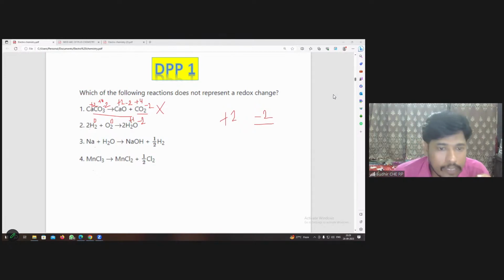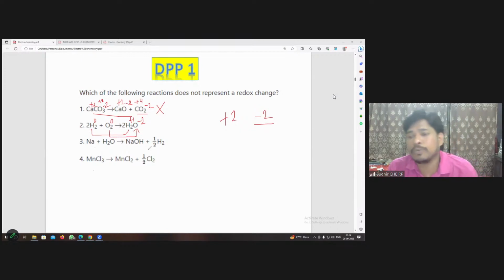Now this hydrogen becomes +1. So 0 to +1 is an increase in the oxidation number. So I can say hydrogen is undergoing the oxidation process. Am I right or not? Likewise, oxygen goes from 0 to -2. So 0 to -2, I can consider it as a decrease in the oxidation number. So oxygen is undergoing the reduction process. That means for both elements there is some change in the oxidation number, so I can confirm this reaction as a redox reaction.